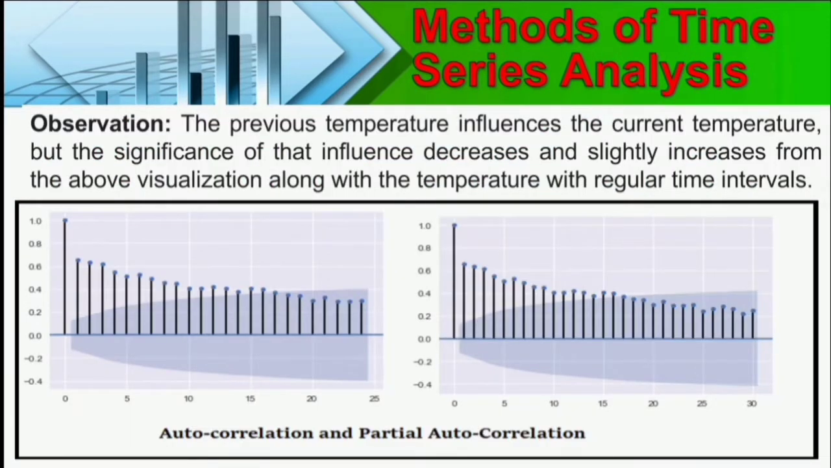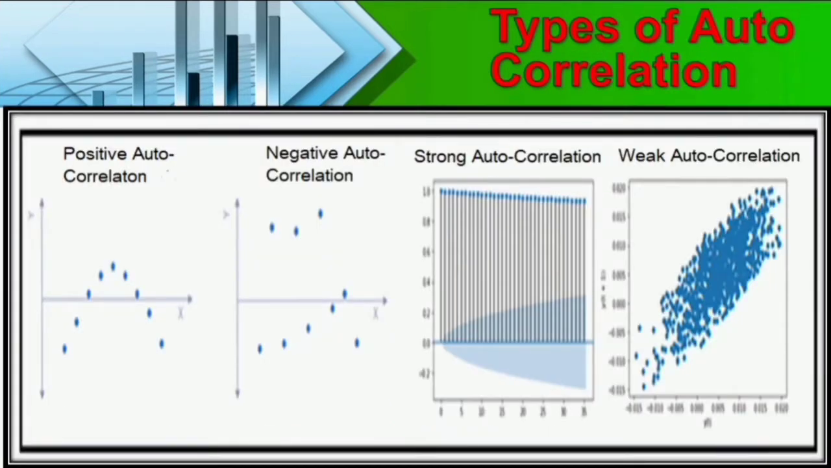Methods of time series analysis: observation. The previous temperature influences the current temperature, but the significance of the influence decreases and slightly increases, from the above visualization along with the temperature with regular time intervals. Types of autocorrelation. There are 4 types of autocorrelations. Number 1, positive autocorrelation. Number 2, negative autocorrelation. Number 3, strong autocorrelation. And number 4, weak autocorrelation.